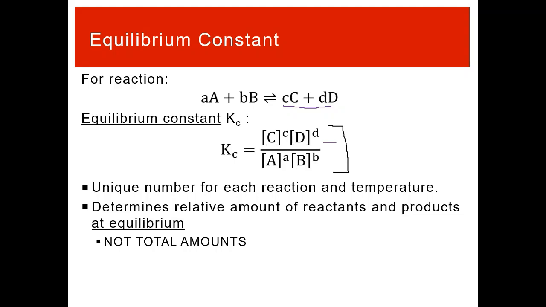On the bottom is then going to be my reactants. Again, concentration in molarity raised to an exponent equal to the coefficient in the balanced chemical equation. And so the equilibrium constant is a number for each reaction and temperature. If you change the temperature for a reaction, the equilibrium constant does change. What this number quantifies is the relative amounts of reactants and products at equilibrium. Not total amounts, because you'll see all of the concentrations do factor in. They are all related via this equation, and they only describe equilibrium.